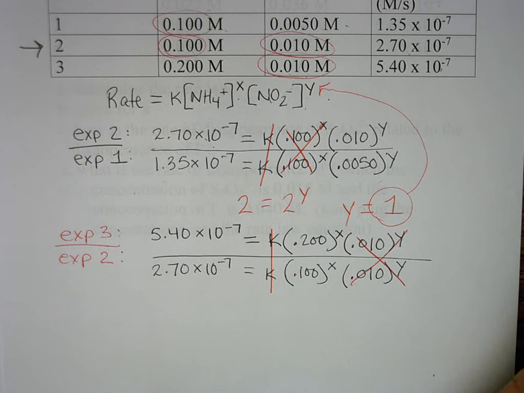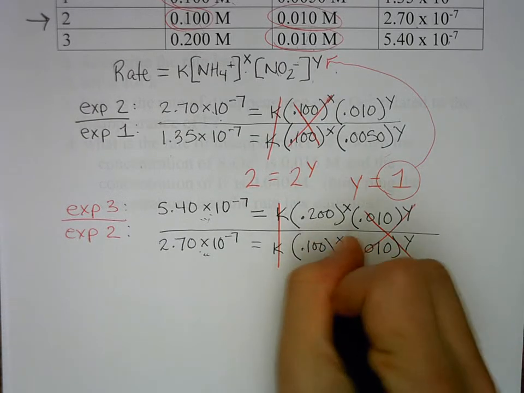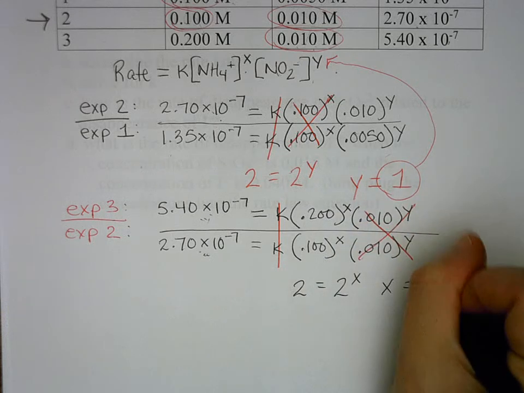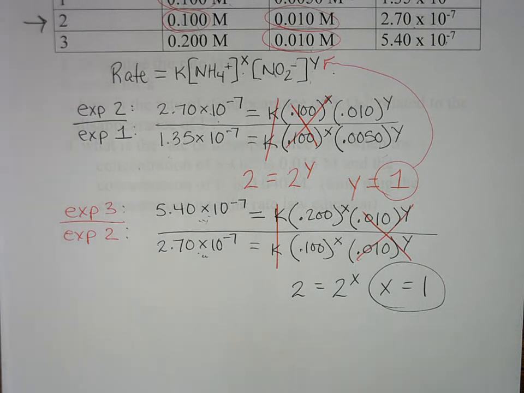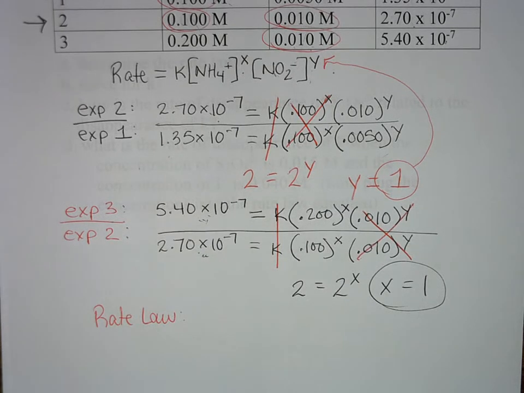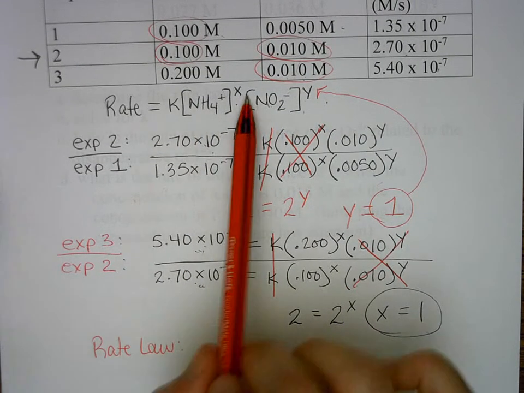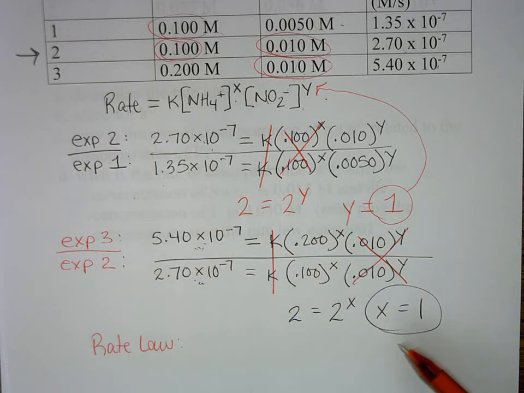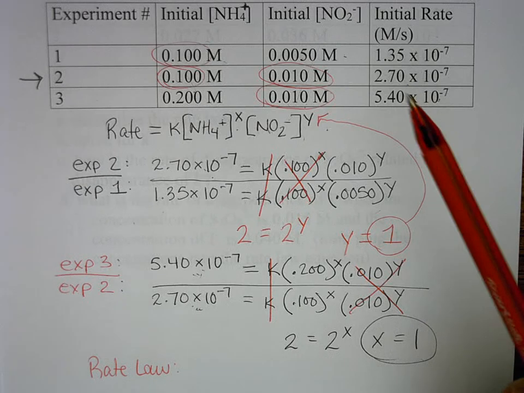So when you divide out these two rates, you get 2 equals 2 to the X. So X equals 1. So then my exponent for X is also 1. All of that is a lot of work, but it's to figure out what the actual rate law equation is and to figure out if both of these reactants affect the rate or not. If you ended up with any of these exponents as 0, then it would eliminate that thing from the equation. And so it's important to figure that out.